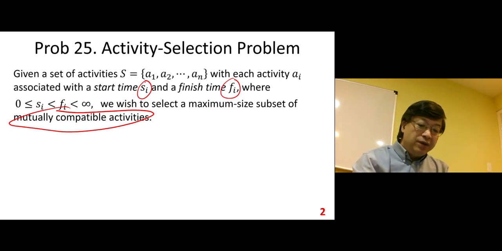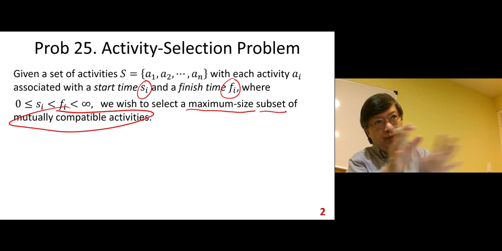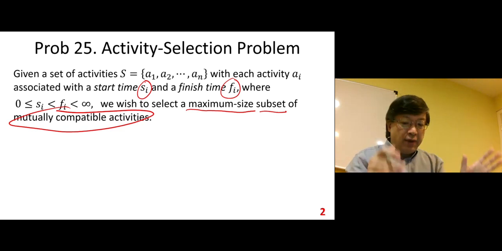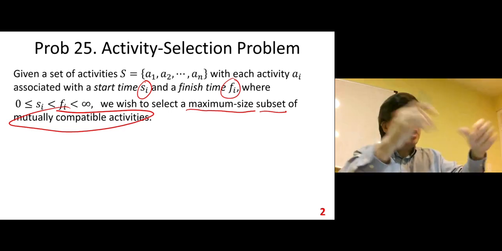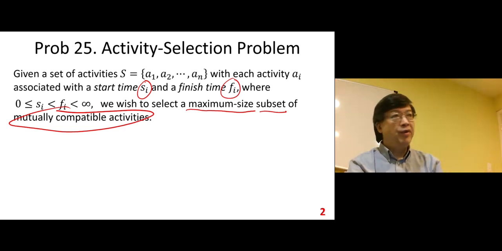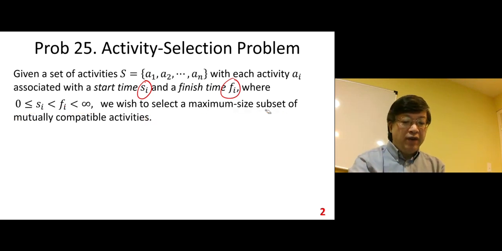But now we need to select a maximum subset, where any two activities in that subset must be compatible. That's the requirement. All right. How do we solve it?